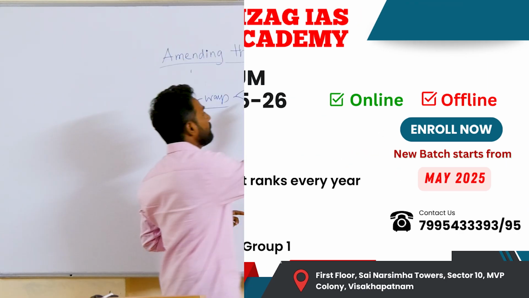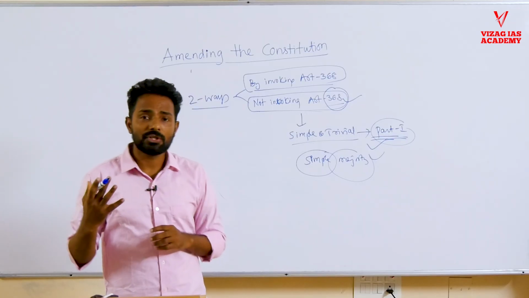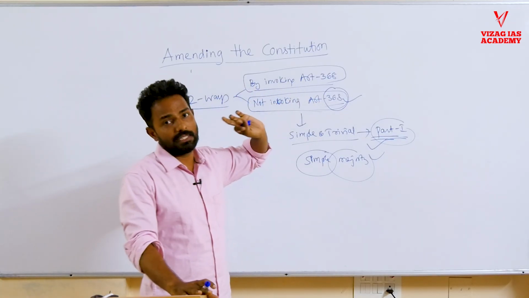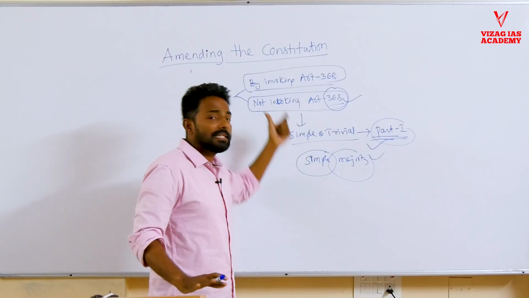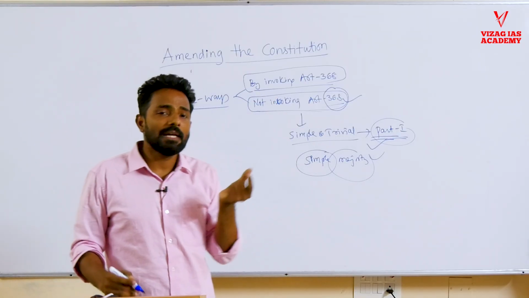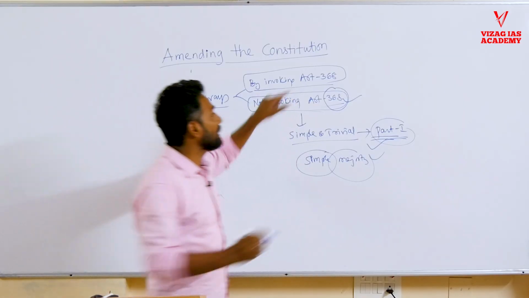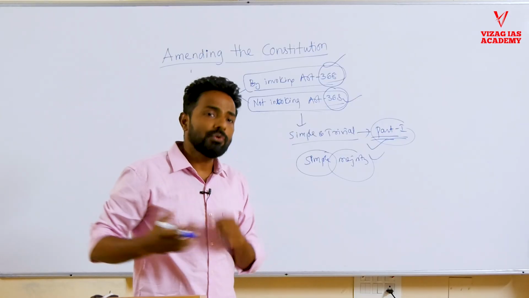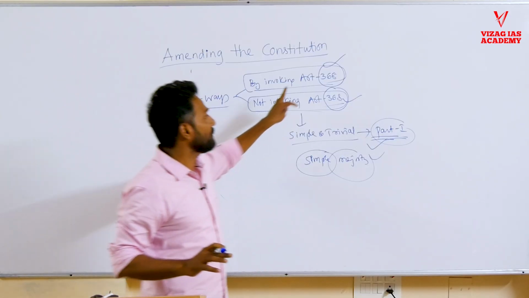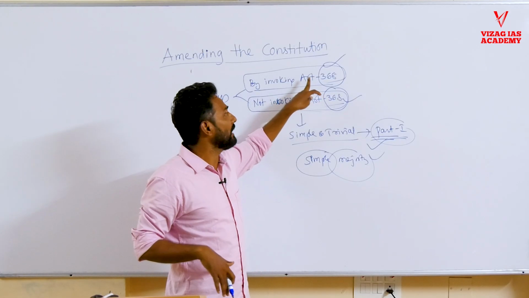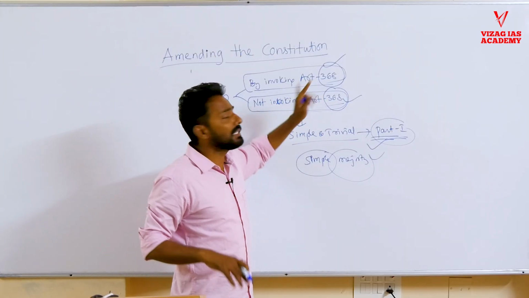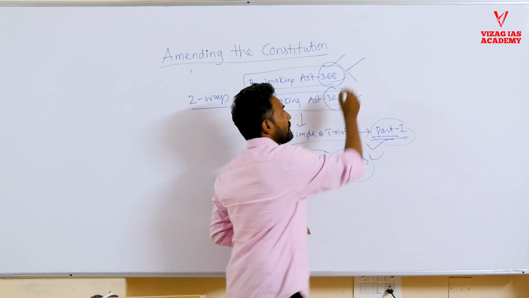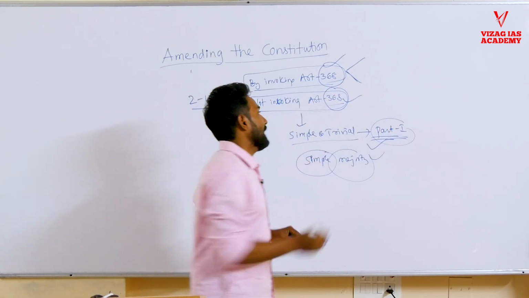There are other amendments. To amend the relatively important aspects of our constitution, we have to invoke Article 368. The process of how to amend the constitution is in the constitution itself. It is mentioned in Article 368. Under this there are 2 categories again. What are those? One is federal matters.